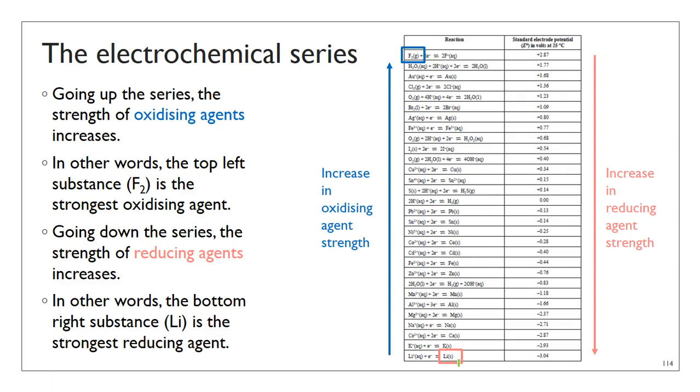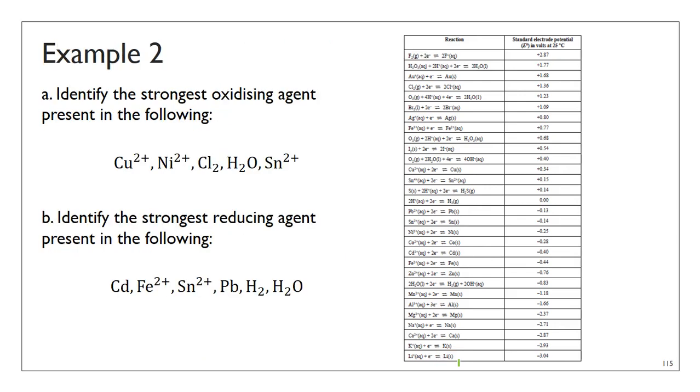Lithium is used a lot in batteries, and one of the reasons for that is because it is a very strong reducing agent, so you can generate a lot of voltage out of the battery. The other reason is that it's a very light metal, so you can use it in portable devices. So that's the second feature. Top left, bottom right are the two strongest oxidizing and reducing agents. So by finding the positions of a substance, you should be able to compare the strength of oxidizing agents and reducing agents. Okay, so let's have a look at example 2.